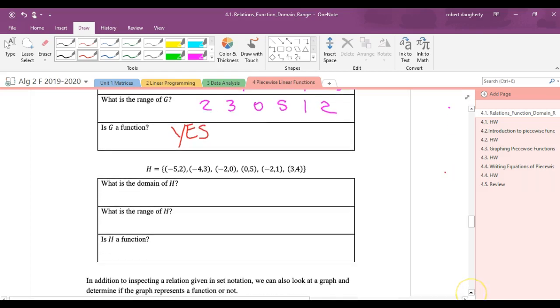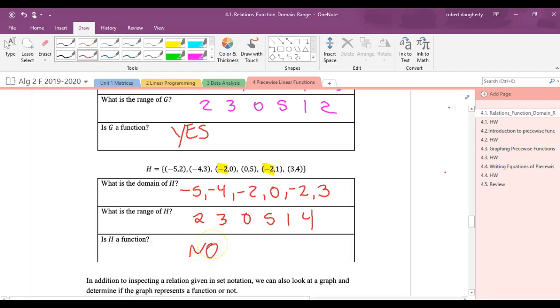What is the domain of H? Okay. And the range is 2, 3, 0, 5, 1, 4. Okay. Is this a function? No. Why is this not a function? Because -2 is giving me two values back. I get -2, 0 and -2, 1. Okay, so this is not a function.